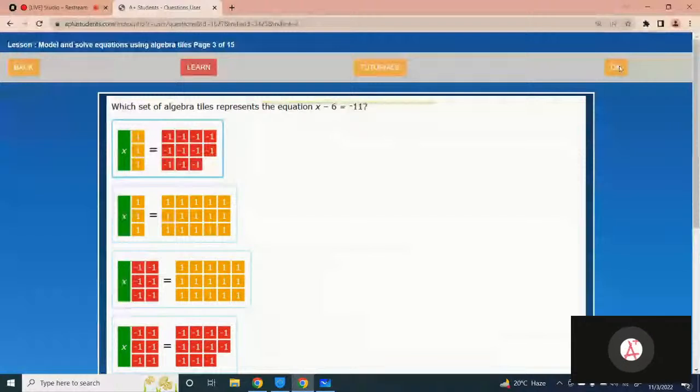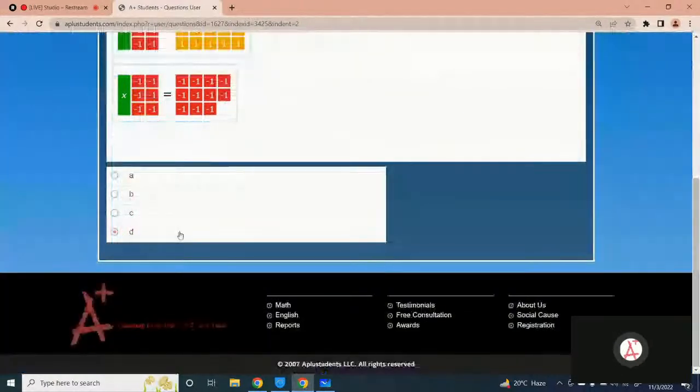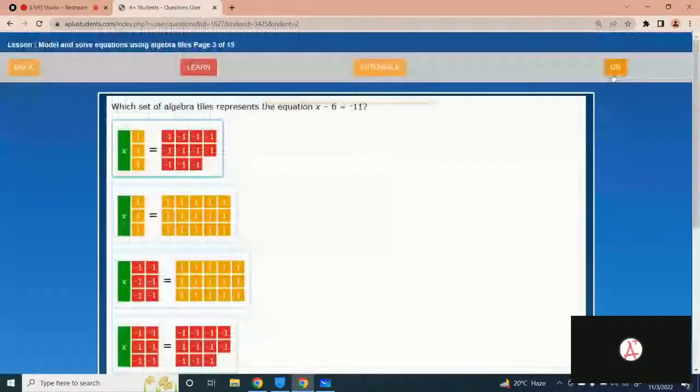Okay, the next one is x minus 6 equals negative 11. So 6 is negative and 11 is negative. You need to see which one is the correct option. X is positive, so x must be green. 6 is negative, so it must be red, and 11 is negative. So the last option is the correct one. Here x is positive, then here you have 6 negative 1 tiles, so it would be negative, and here you have negative 11. Yes, the last one is the correct option. Very good. Option D is the correct one. Just select the correct option and then click on the OK button.